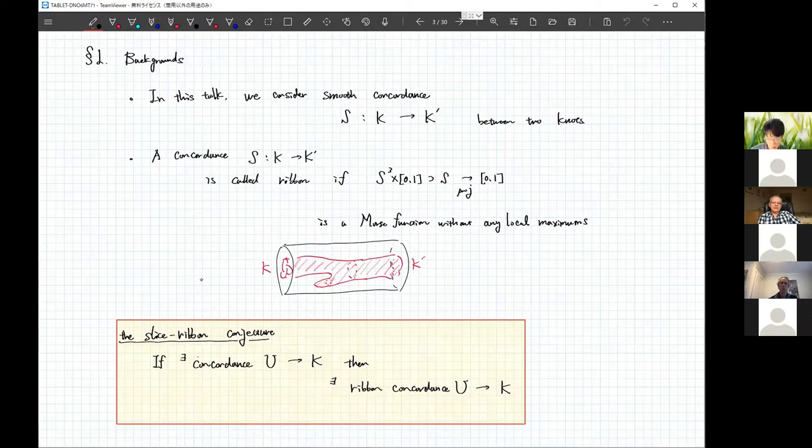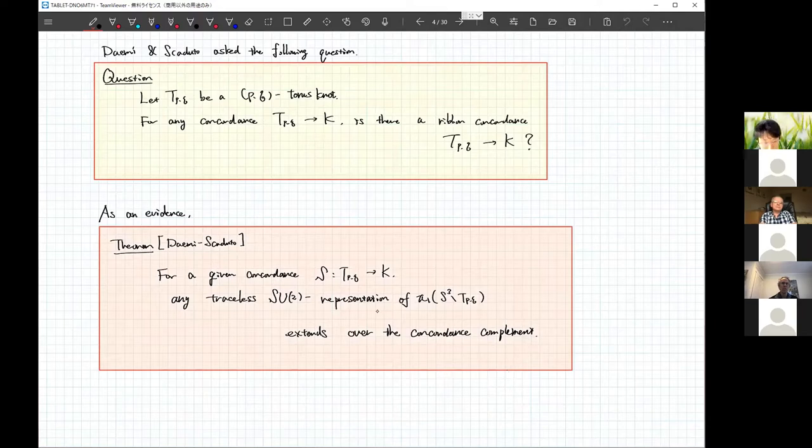But there is a famous conjecture called the slice-ribbon conjecture. If there is a concordance from a knot to any knot, then there is a ribbon concordance from a knot to knot K. And Daemi and Scaduto asked the following question. Let T_{P,Q} be a (P,Q) torus knot. Here P and Q are positive coprime integers. Then for any concordance from the torus knot to any knot, is there a ribbon concordance from this torus knot to any knot? So this is a version of the slice-ribbon conjecture for torus knots.